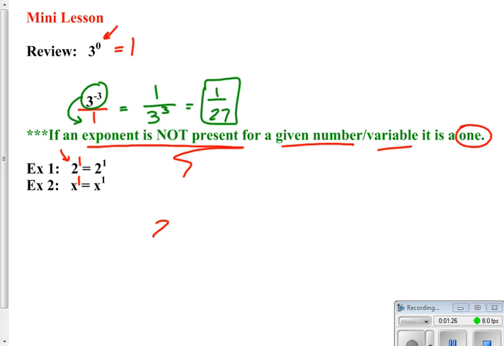Okay, because if you had 2 and you're like, oh, there's no exponent, and you put a 0 there, 2 to the power of 0 is 1. Okay, these are equal. 2 equals 2 to the first because we put the exponent of 1 there.